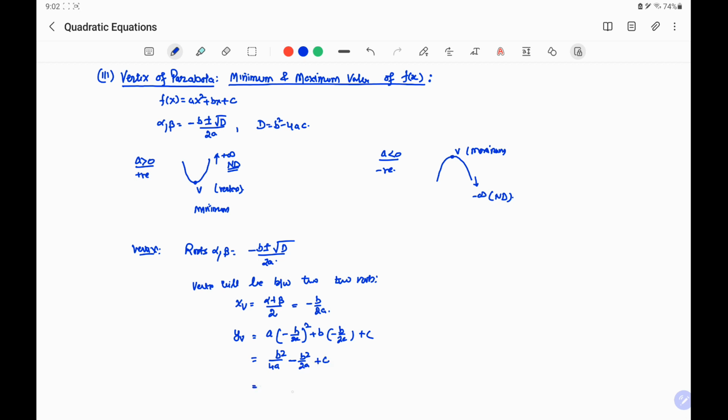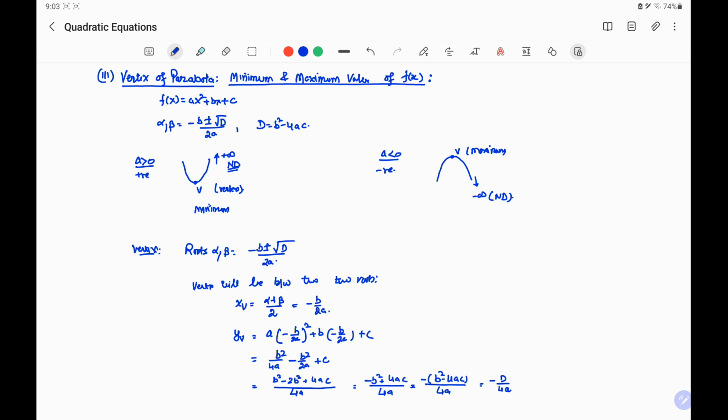It will be equal to, taking the LCM, it is 4a, and numerator will have b square minus 2b square plus 4ac. So it will be equal to (minus b square plus 4ac) by 4a. Taking minus common, we will have minus of (b square minus 4ac) by 4a, and that will be equal to minus d by 4a, because b square minus 4ac is the discriminant of the quadratic polynomial.